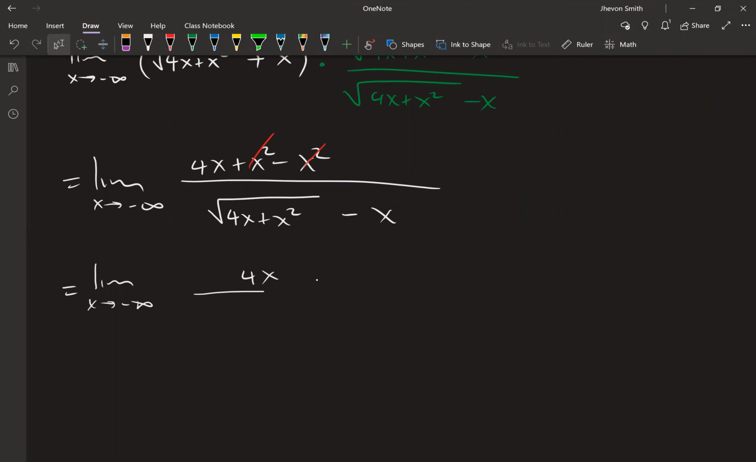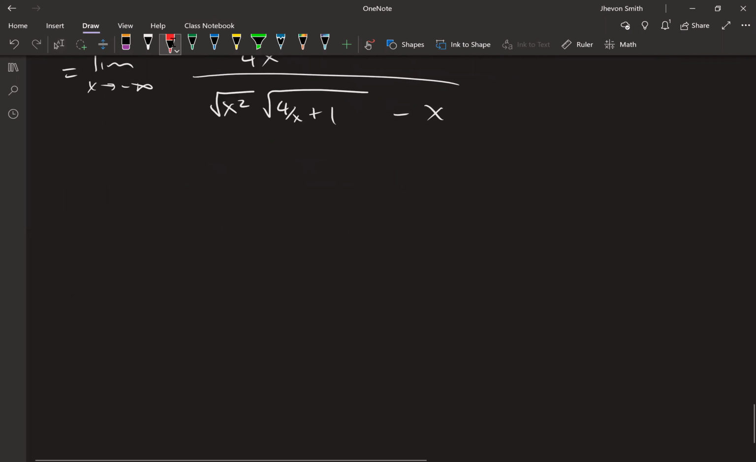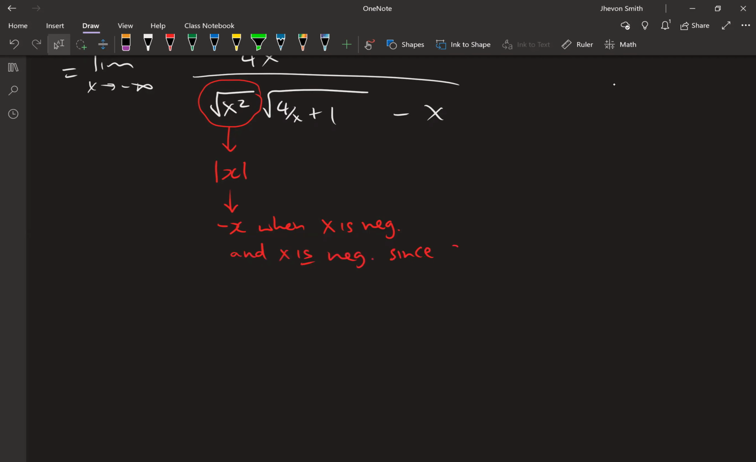So this is 4x. So you'd have the square root of x squared times the square root of 4 over x plus 1 minus x. Now, this part here, the square root of x squared, this is the absolute value of x, and this is equal to negative x when x is negative. And x is negative since we're letting x approach negative infinity. So now that part gets replaced with negative x.